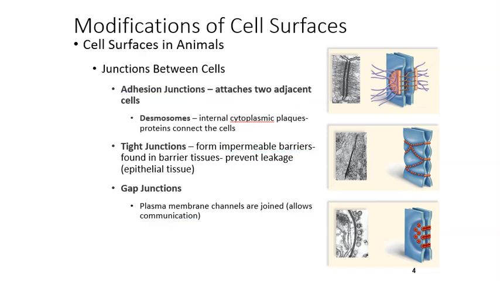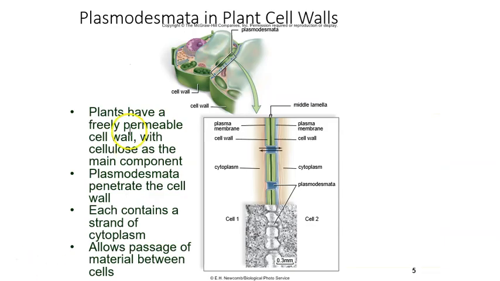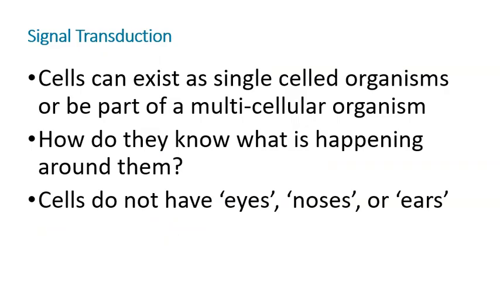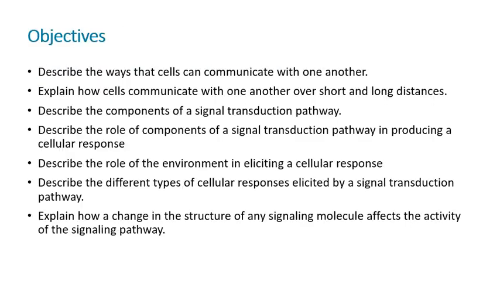And so plants do need to be able to communicate with one another. Plants have a freely permeable cell wall, which means plant cells can communicate to one another. Of course, a plant has to maintain homeostasis, and communication is a big deal with that. And so signal transduction. Cells, they don't have eyes, noses, ears. So how do they respond? How do they respond to the world around them?